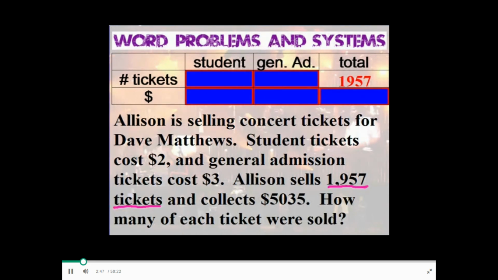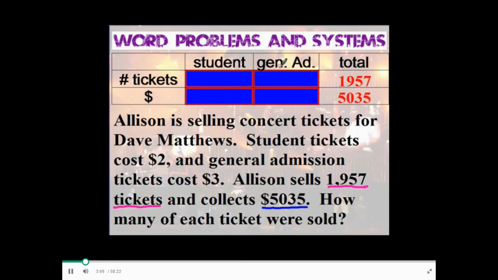Let's see if we can find another. Our next number here is $5,035, and that would be a total amount of money that she's collected. So right here, I'm going to write 5,035, and then to the left side, I'm going to put dollars because it was a total number of dollars.